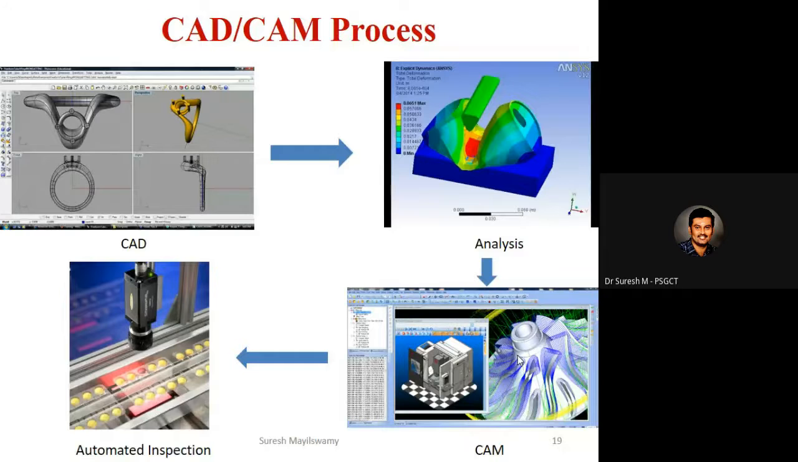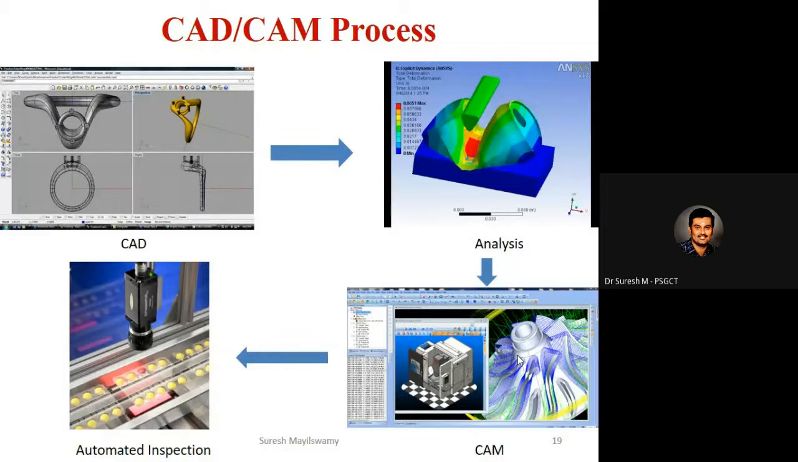So the first one is the computer-aided design software. Here we can do the design, and the next one is the engineering analysis, with ANSYS, Hypermesh, Nastran, etc. We have a number of software packages to analyze the engineering component by applying force, structural conditions, and thermal conditions. Based on that, we see how the product will react. That is called analysis.